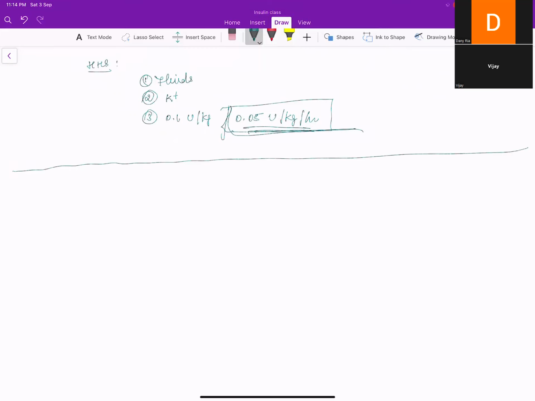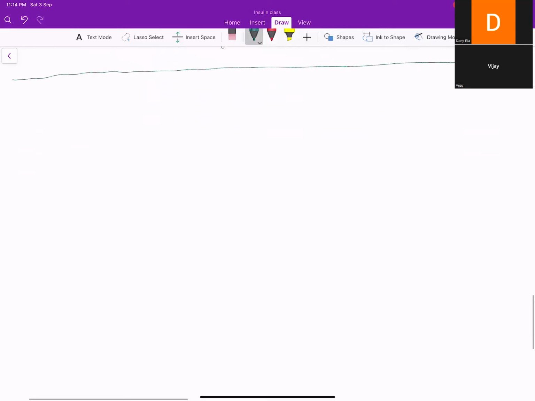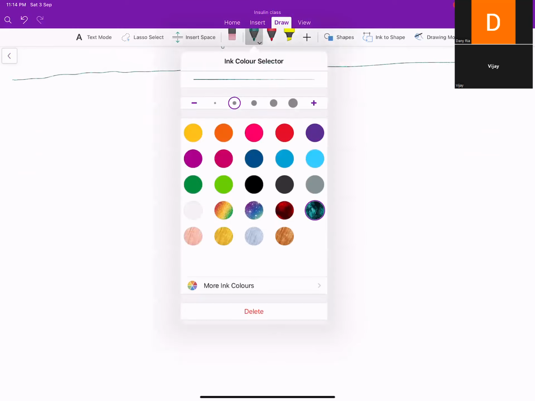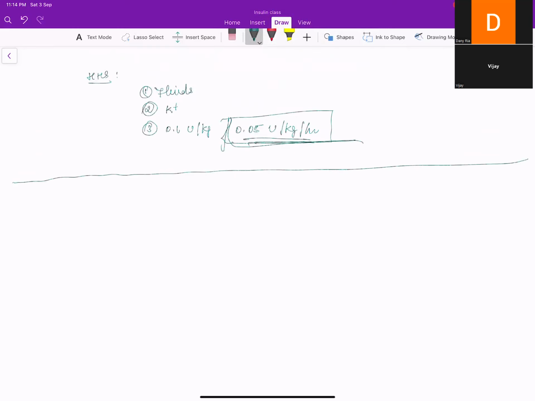How will we diagnose HHS? Sugars more than 500. Osmolality more than 310, I think, in the absence of acetone, in the absence of acidosis. So just high sugars with high osmolality, that is HHS.